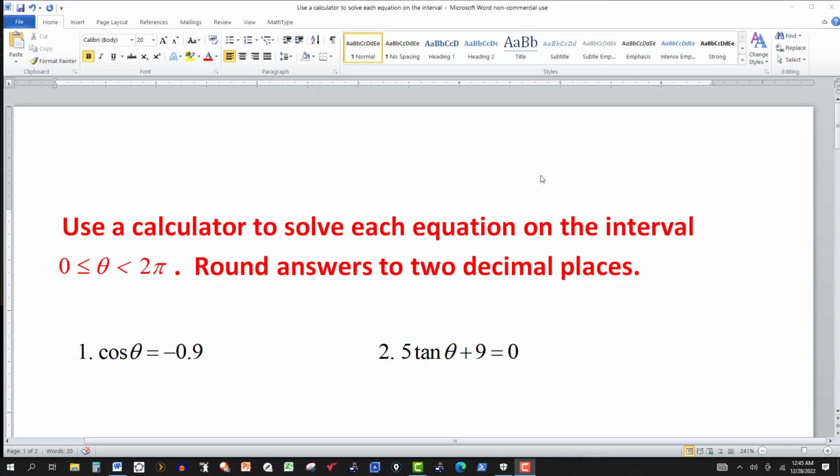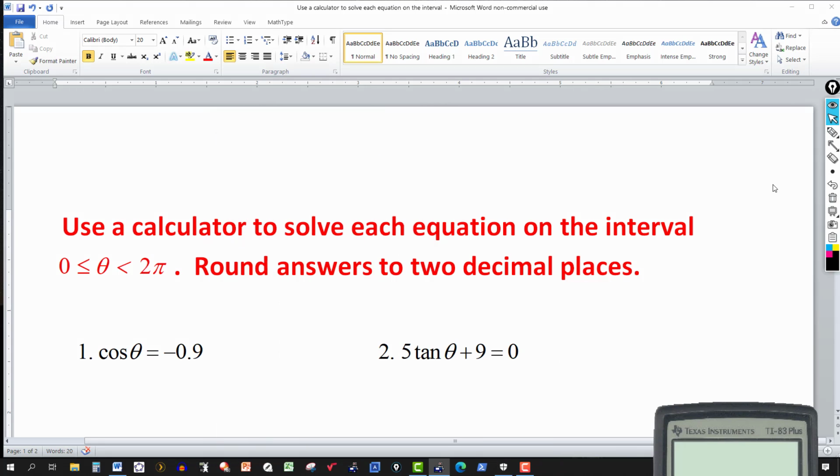In this video, we're going to use a calculator to solve the following equations on the interval from 0 to 2 pi. And we're going to round the answers to 2 decimal places, in radian measure. I've done some where I did the solutions in degree measure and then converted to radians. This time, I don't anticipate exact answers, so I'm going to use the calculator and leave it in radian mode.